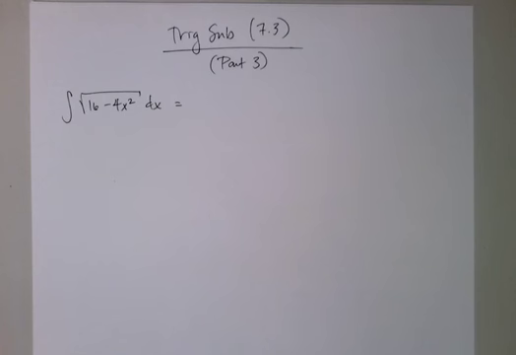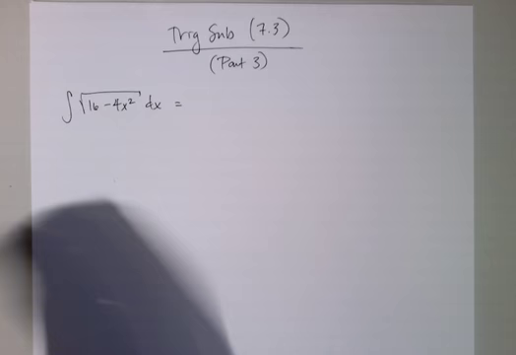Okay, let's go ahead and do our last piece of trig substitution. Got a couple more examples, and then we'll move on to the next section. Let's go ahead and start with this one, 16 minus 4x squared. That's a little bit different because we don't have 16 minus x squared. We don't have 4 minus x squared. It's 16 minus 4x squared.